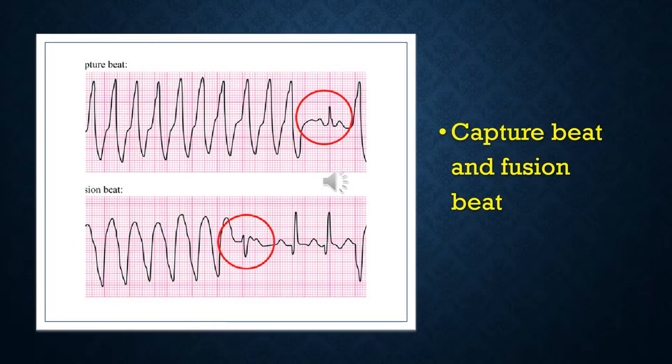A capture beat means that the SA node can give one beat at a higher rate that may reach the ventricle. So I have a normal QRS complex inside these tachycardia complexes, the wide bizarre complexes.